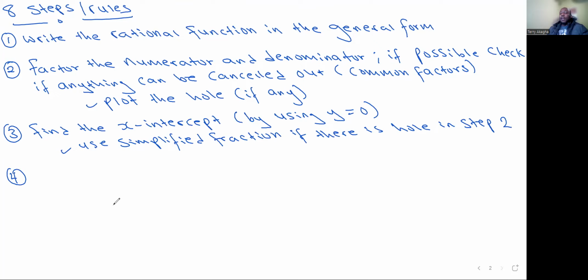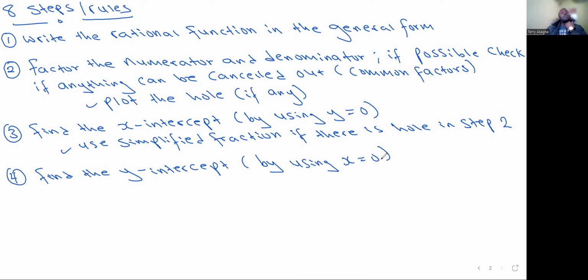Then when you've done that, you've found the x-intercept. The next thing you have to find is the y-intercept. So remember at the y-intercept, x is equal to 0. So you're going to have x is equal to 0. I have a video on how to find the x-intercept and how to find the y-intercept. So please go back and have a look at it.